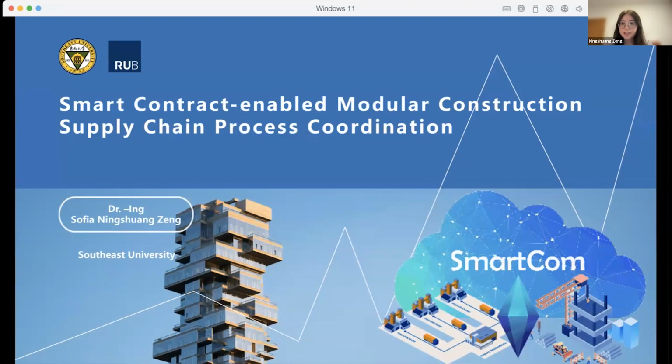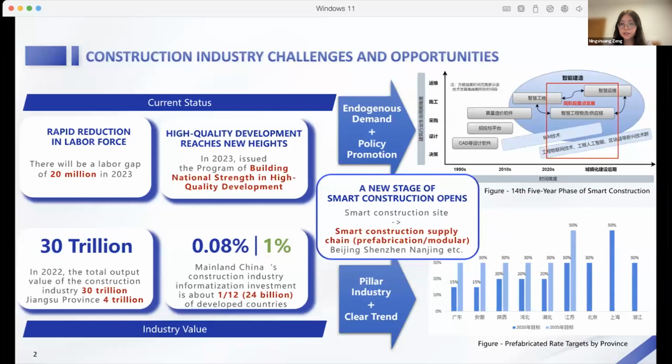Today is actually industry adoption. Therefore, I will talk about the Chinese industry a little bit. Nowadays, there is a rapid reduction in the labor force in China, and there will be a labor gap of 20 million in 2023. Therefore, improving the digital level is an urgent demand for our industry.